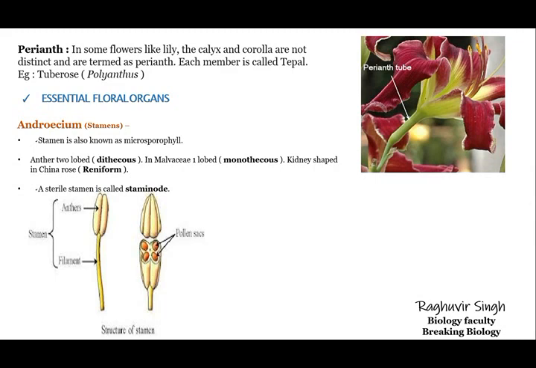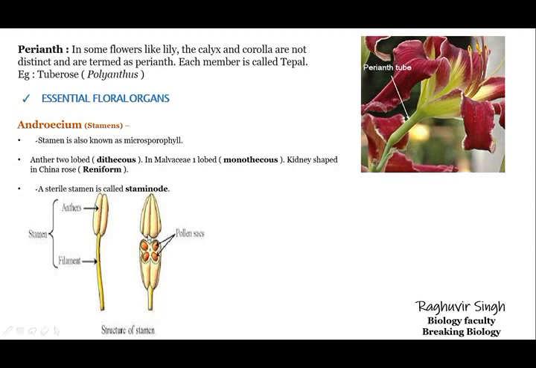Whereas in the case of the Malvaceae family, it is one-lobed and it is called the monothecous condition. Whereas in China rose, the anther lobe is kidney-shaped and it is called reniform. Now, another thing is that a single anther lobe basically contains two pollen sacs.